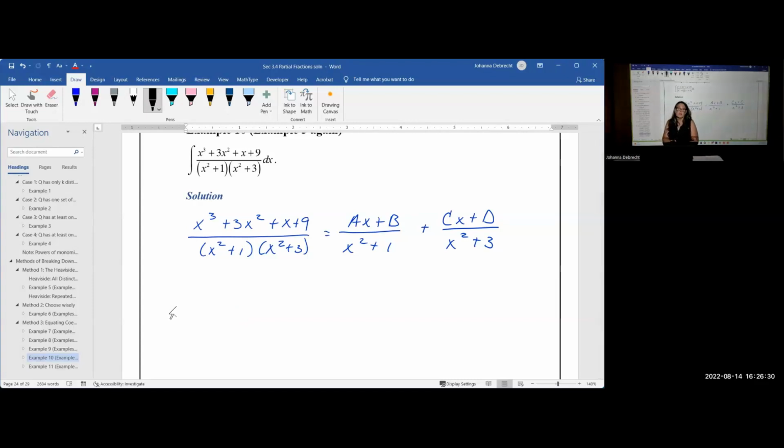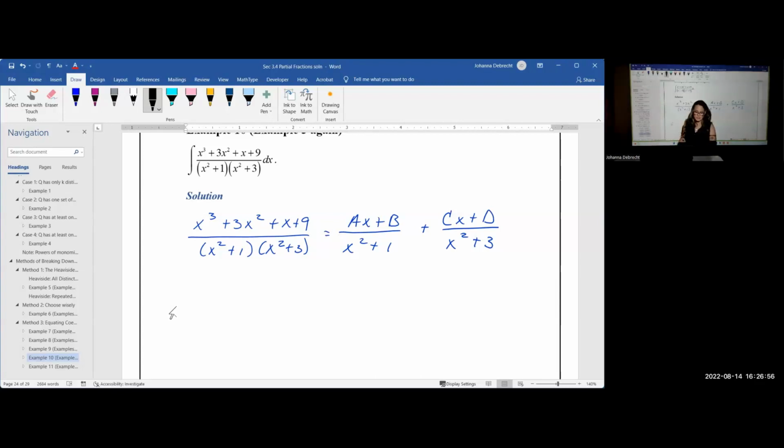Now this one we haven't worked all the way out, so we're going to have to work this one out using the method of either equating coefficients, choose wisely, but we can't use Heaviside. Why can't we use Heaviside? Well, these are irreducible quadratic factors. So we could either do choose wisely, which is not a good choice here. Really the best is equating coefficients.